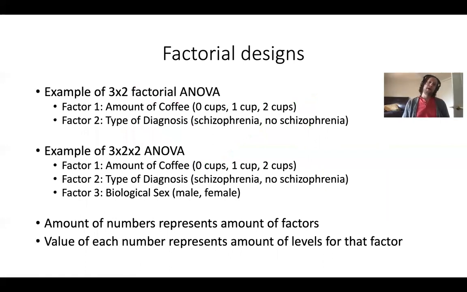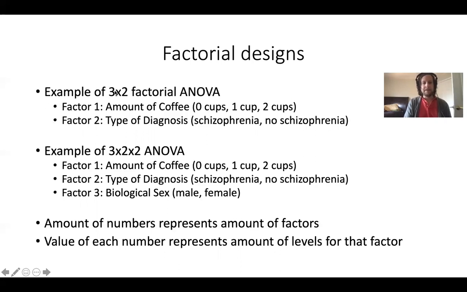Okay, so I want to talk a little bit about this factorial nomenclature. I used it earlier, but I want to make sure that we're clear on it now. So I'm going to give a couple more examples of study designs. Here is a 3x2 factorial design. Each number represents a factor. We have one number, we have a second number, so this is a study that has two factors.